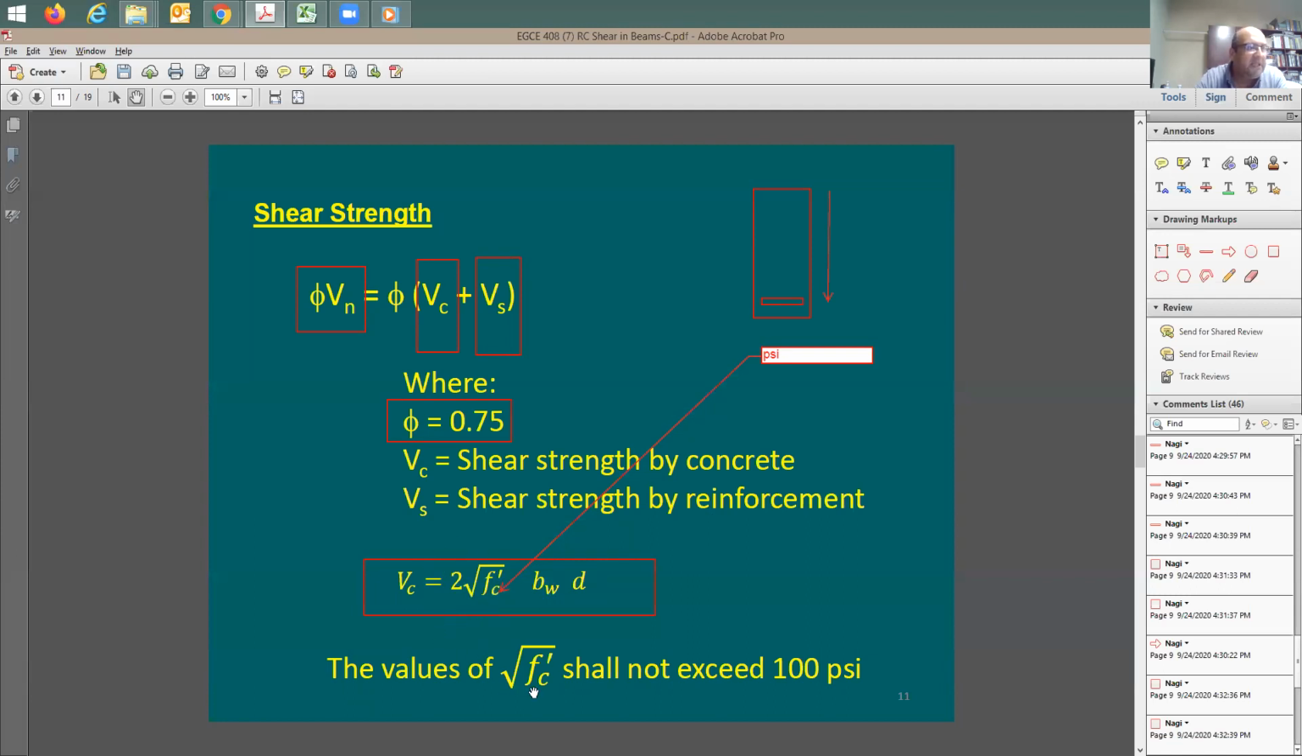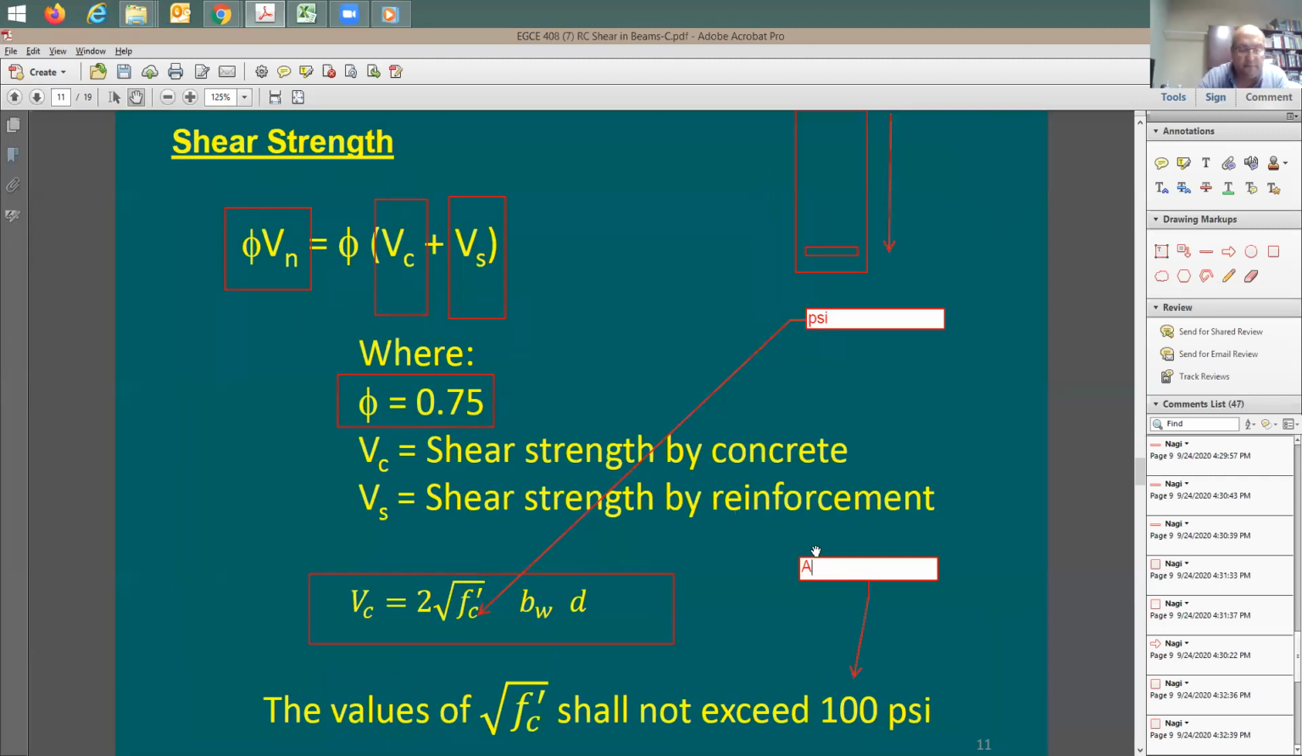It says here the maximum F prime C is going to be 100 psi. When do you think this is going to happen? At what concrete strength? Yes, I'd like to hear.